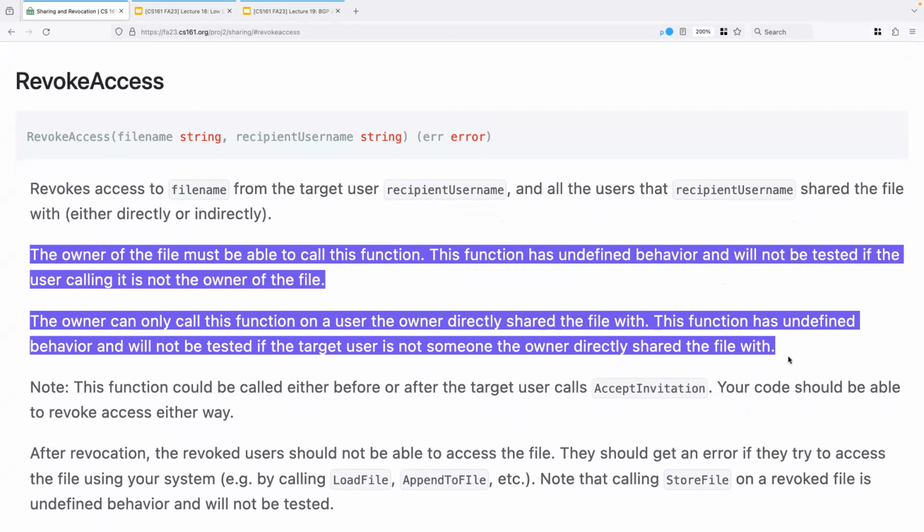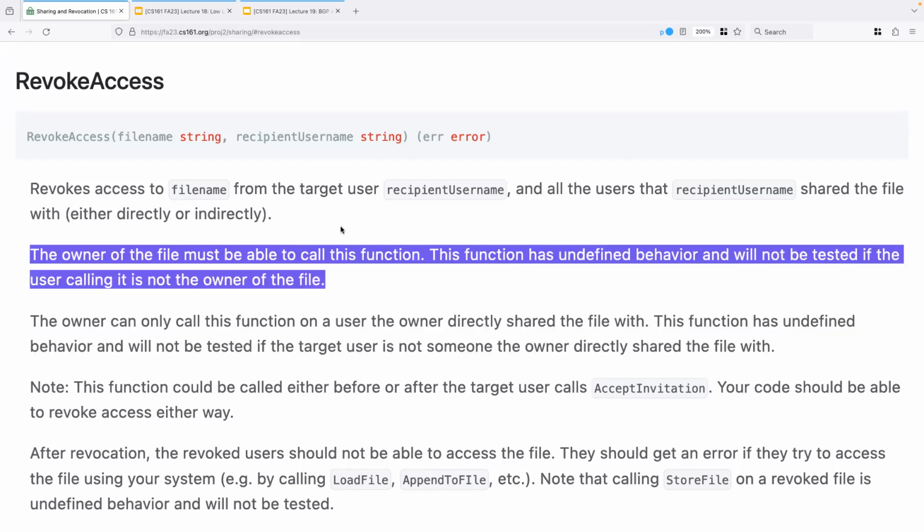It's these 2 requirements when you call revoke access. And these actually make the project easier, I'd say, by limiting the scope of who's allowed to call revoke and who you are allowed to revoke access from. So the only person who can revoke access from a file is the owner. We are never going to call revoke from the context of any other user.